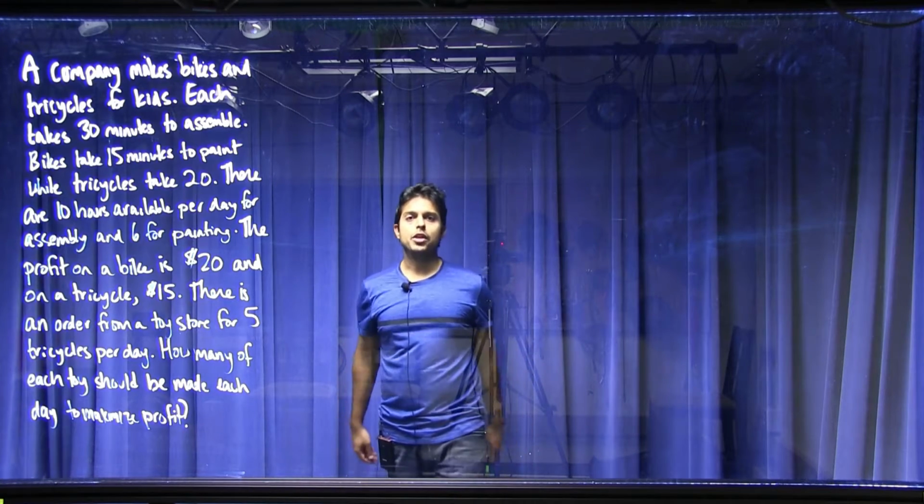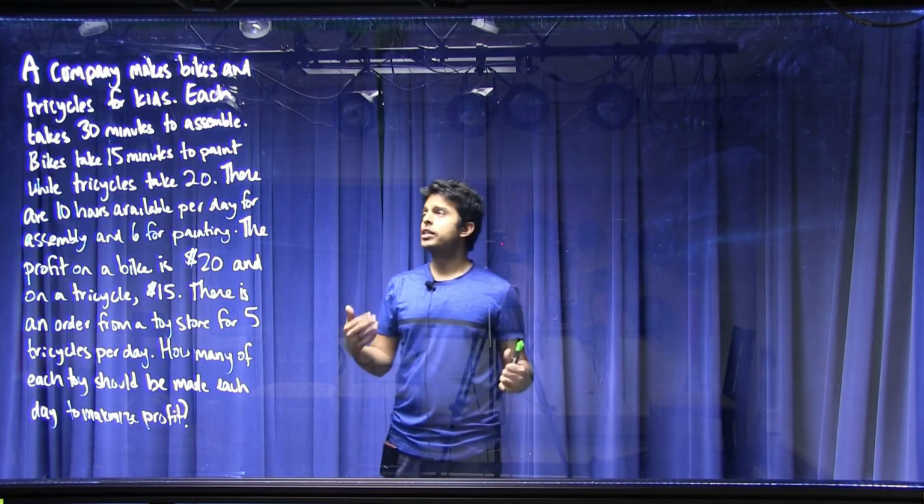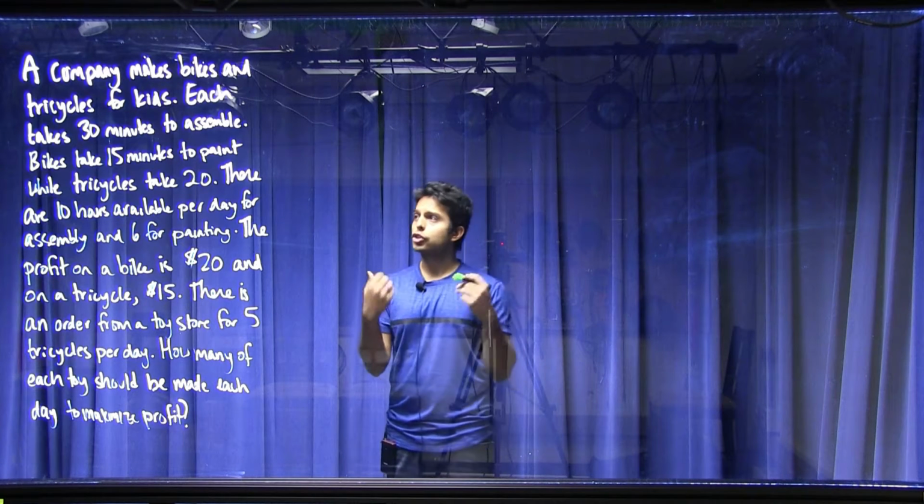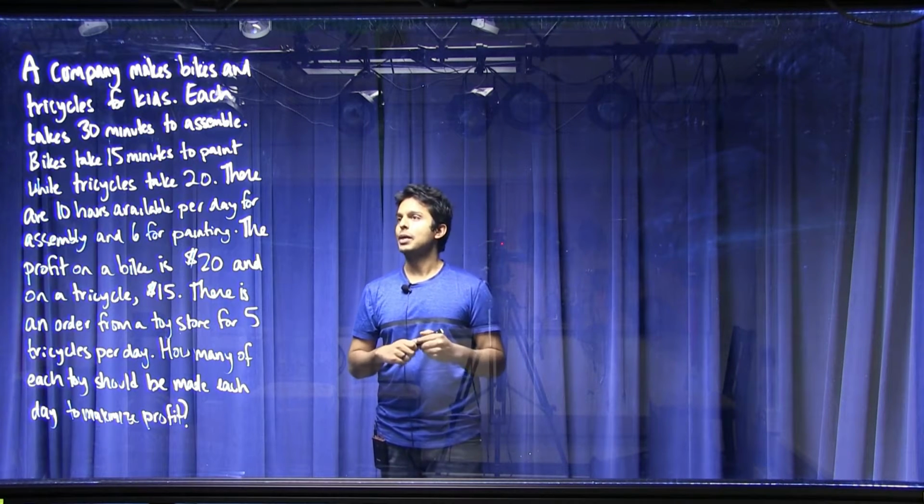All right, we're going to set up another linear programming problem. In this one, it's about a company that makes bicycles and tricycles for kids. So let's circle the constraints and underline the other important numbers that we have here.